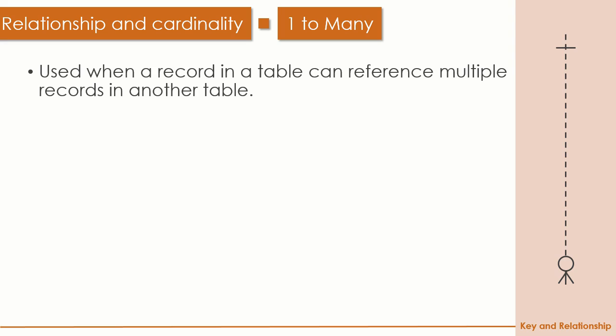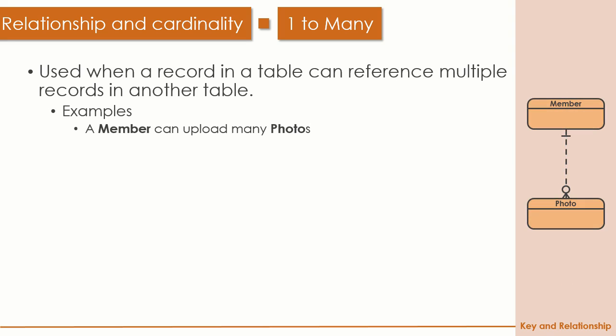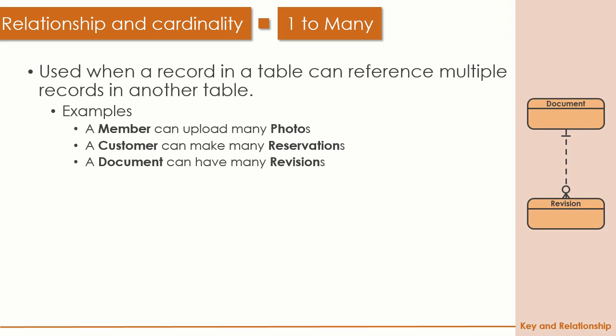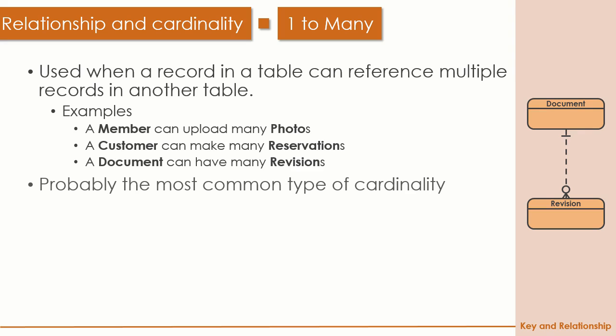The one-to-many relationship is used when a record in a table can reference multiple records in another table. For example, the member can upload many photos. So from the member side, we can identify many photos he uploaded. The customer can make many reservations. He can reserve many times. The document can have multiple revisions. And the one-to-many relationship and cardinality is probably the most commonly used type.